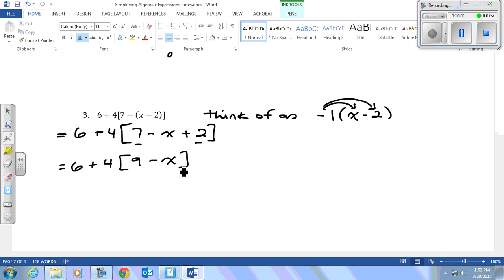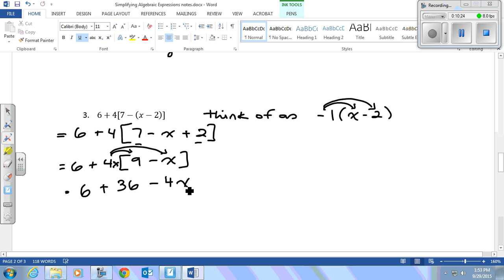Now we can multiply through this set of square brackets, so we're multiplying those terms by 4. Remember, this is multiplying between here, so it needs to be done before we add here. So I've got 6 plus, and I've got 4 times 9, which is 36, and 4 times negative x, so that's negative 4x. Now let's write that out in proper form.